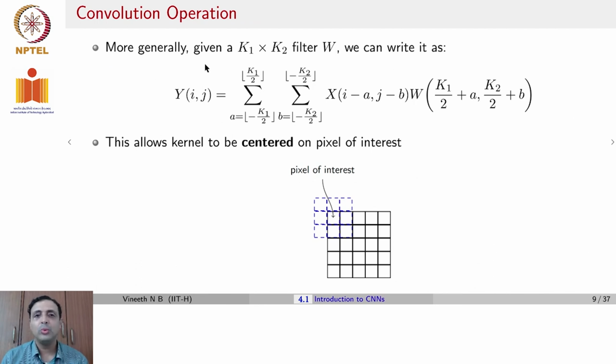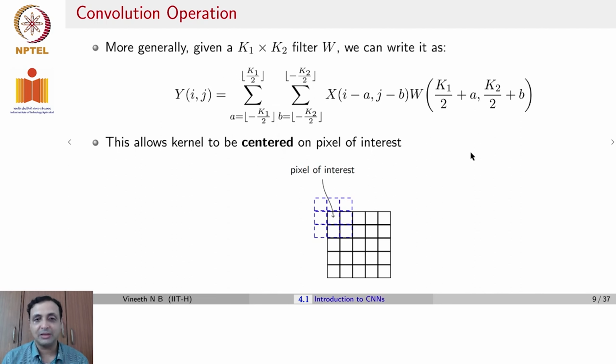More generally, we can also write convolution in the form that you see here, where we are writing the indices going from the floor of minus k1 by 2 to k1 by 2 and minus k2 by 2 to k2 by 2. There's a particular reason we are talking about it, because if we write the equation of convolution this way, that's the only difference. Otherwise, the rest of it is more or less the same. Obviously, the indices of W change because of how we wrote the summation here.